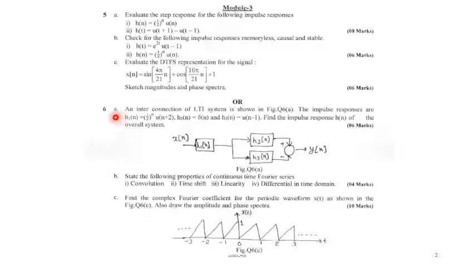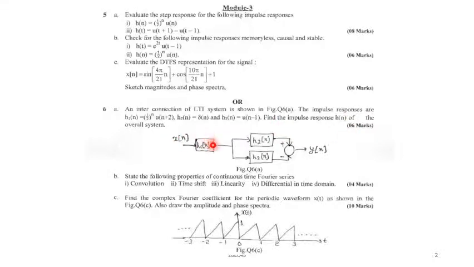Second question is here, 6a. An interconnection of LTI systems is shown in the figure. The impulse responses are h1 of n is equal to 1 by 2 to the power n u of n plus 2, h2 of n is equal to delta of n, and h3 of n is equal to u of n minus 1. Find the impulse response h of n of the overall system. This is asked for 6 marks.